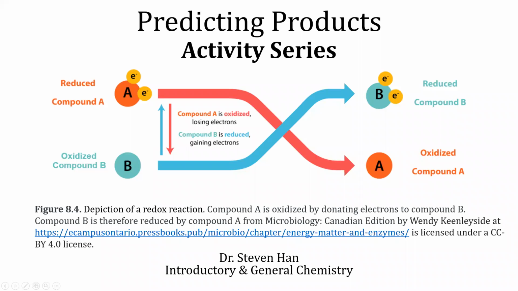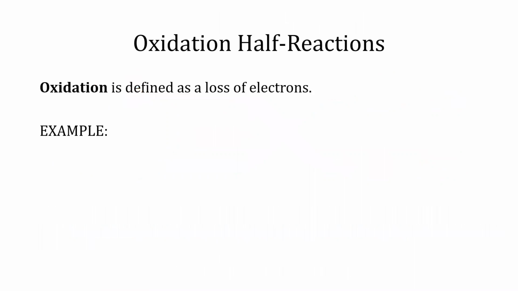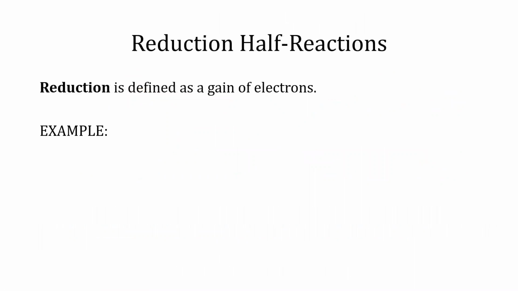This lecture is on predicting products with the activity series. Oxidation is defined as a loss of electrons. An example is a sodium atom converting to form a sodium ion with 1 electron produced. Reduction is defined as a gain of electrons. An example is a copper 2 ion plus 2 electrons forming a copper atom.